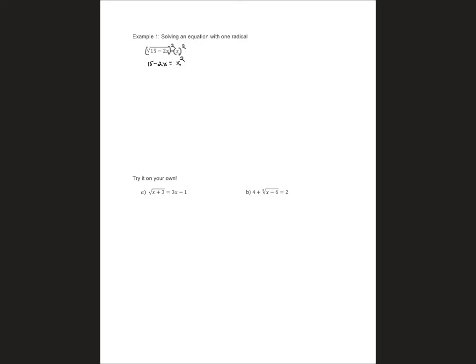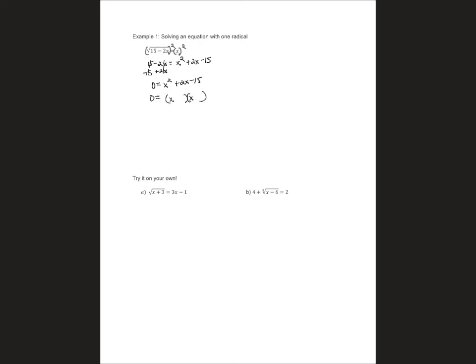Now we have a quadratic equation, and in order to solve a quadratic equation, we need to first move all of our terms over to one side. So you're going to want to move everything over to the side that makes x squared positive. So in this case, I'm moving all of my terms to the right side of the equation. And I have 0 equals x squared plus 2x minus 15. I can go ahead and factor this.